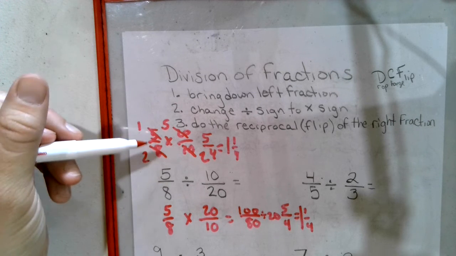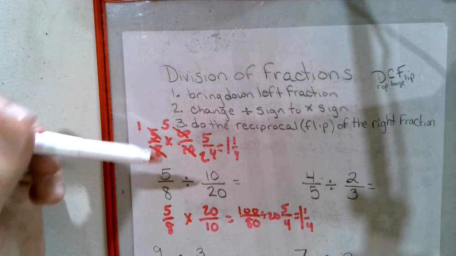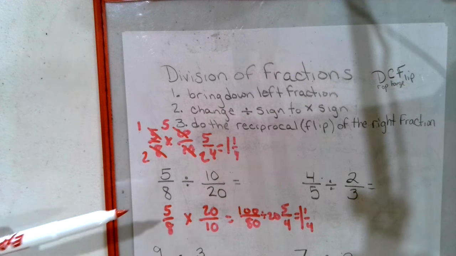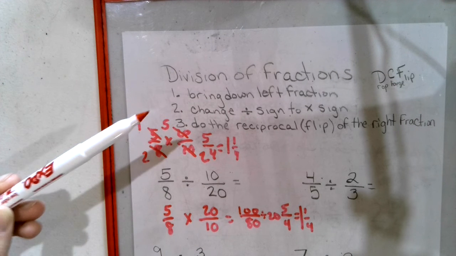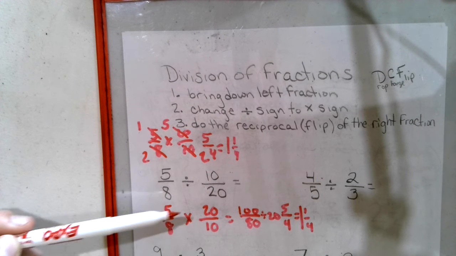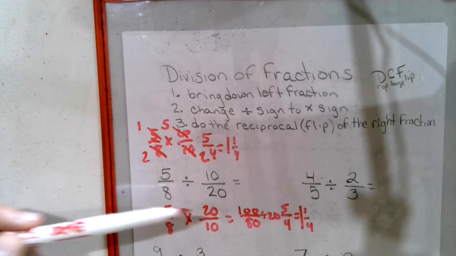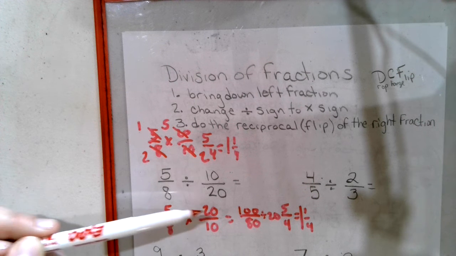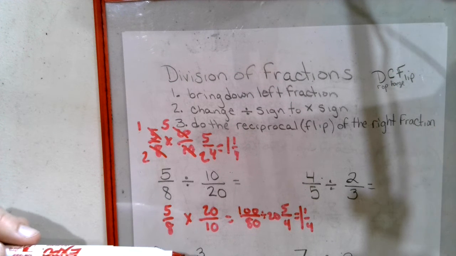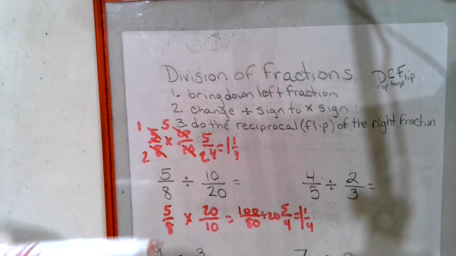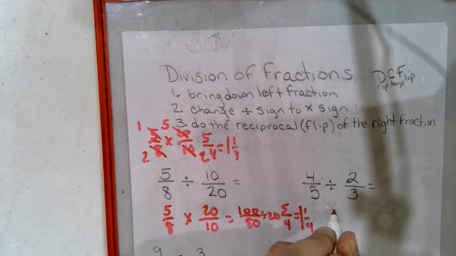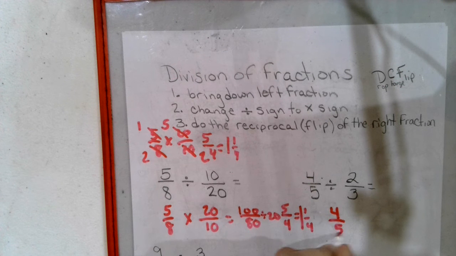Now, diagonal crossouts is the method that I'm going to show, but just remember, after you do step 1, 2, and 3, bring it down, change the sign, and flip the fraction, you can simply just go straight across and solve this if you don't like this method. All right. Step 1, bring down the left fraction. Step 2, change the sign to a times sign. Step 3, do the reciprocal, which is flip the fraction.